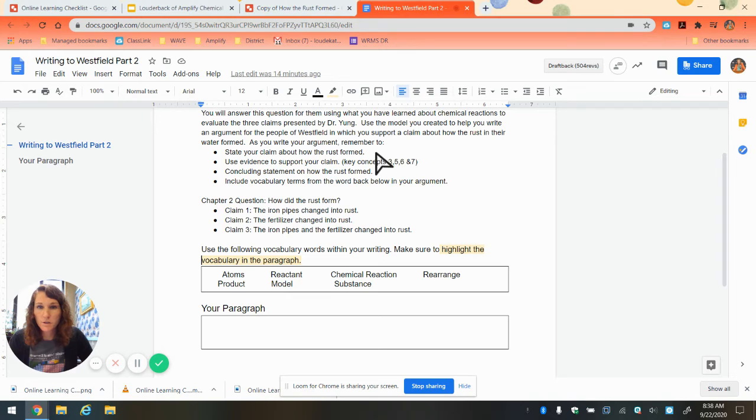So the first thing we need to do is pick a claim on how the rust formed, which your claims are the iron rust, the iron pipes changed into rust, the fertilizer changed into rust, and that the iron pipes and the fertilizer changed into rust.